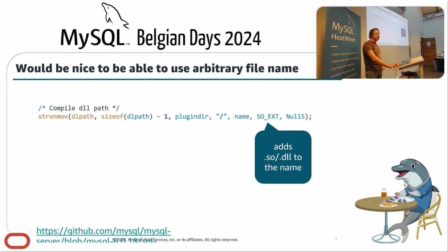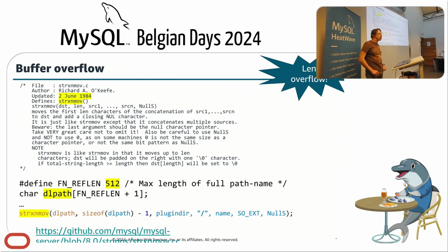But then I was thinking, it would be nice if I can actually load an arbitrary file name. But this is not what it is in the code, right? So it appends the SO extension. The SO extension is OS specific. On Linux, it's .so. On Windows, it's DLL. So let's look at the code. This code is from 1984. Richard O'Keefe, actually a very famous guy.